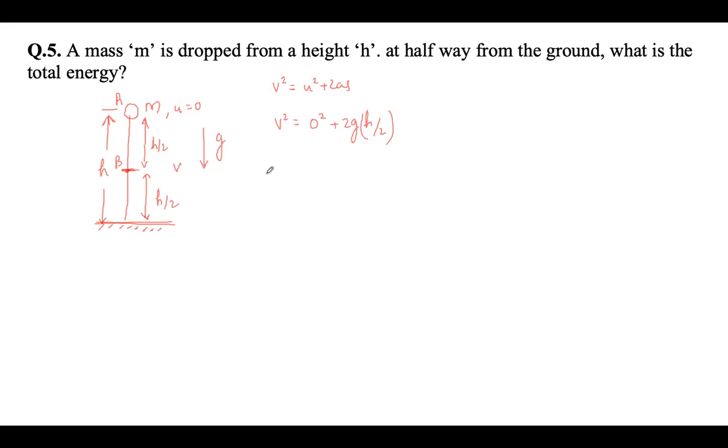Okay. So this will give us v square is equal to 2, and the 2 gets cancelled. V square is equal to gh. V is equal to root under gh. Now total energy हमें निकालना है at B. So total energy at B.